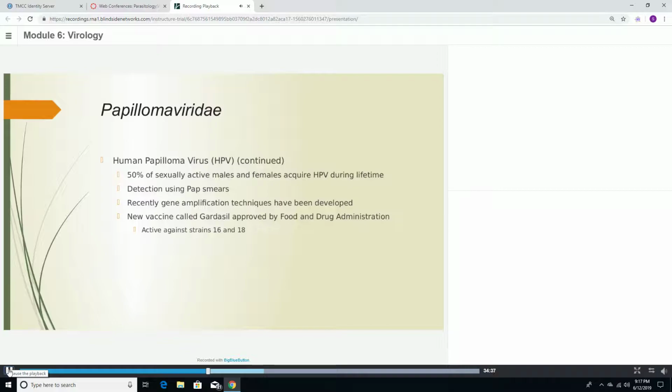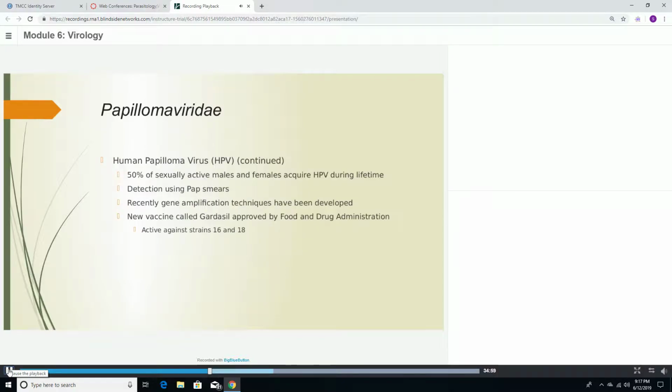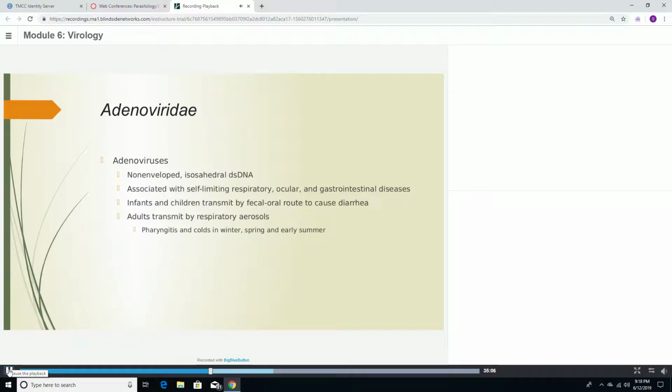50% of sexually active males and females acquire HPV during their lifetime. HPV can be detected during pap smears. Gene amplification techniques have been developed also. And then there's also the new vaccine, approved by the FDA, and it's active against strains 16 and 18 only. So it's only active against the strains that cause cervical cancer. It's not going to protect you from genital warts, but it is something that should be considered, especially for females.